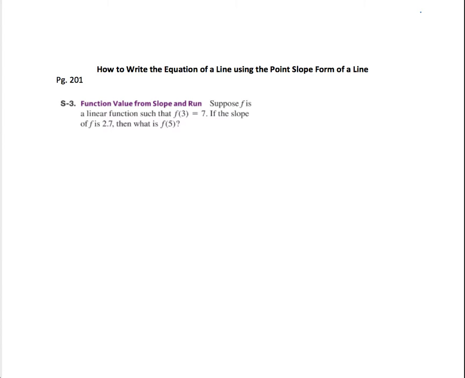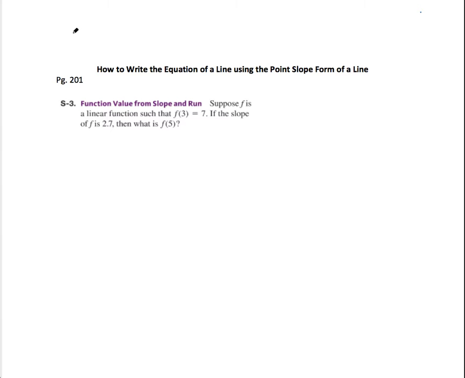So in this video, we're going to look at an example on how to write the equation of a line using the point-slope form of a line. Now there are lots of different ways to write the equation of a line, but in this video, I'm going to focus on the point-slope form. So let's remind ourselves of what the point-slope form is.